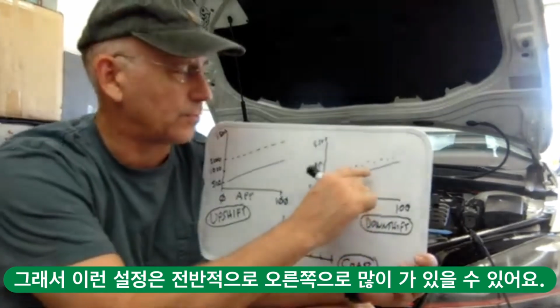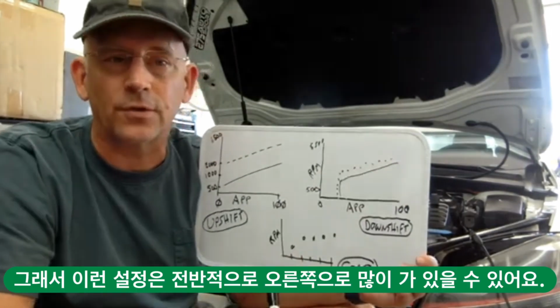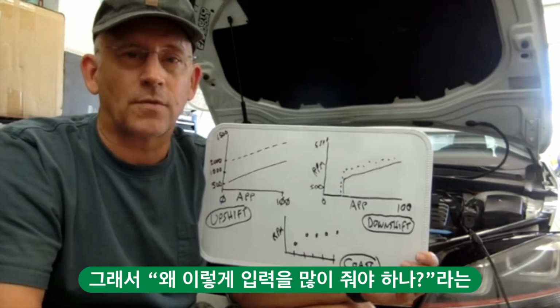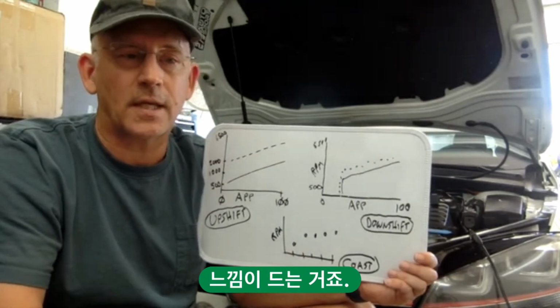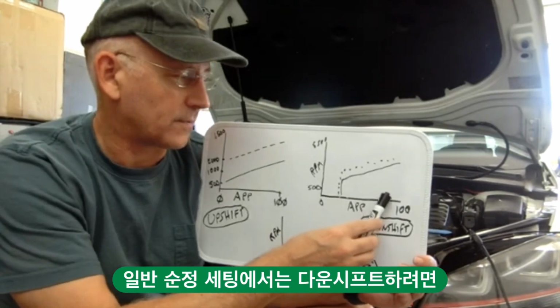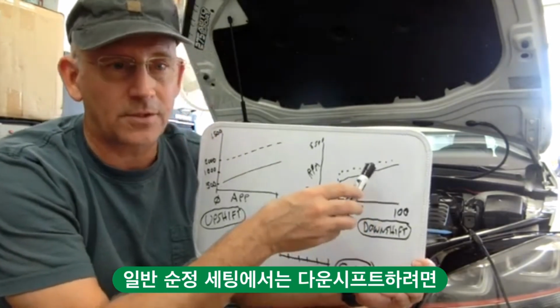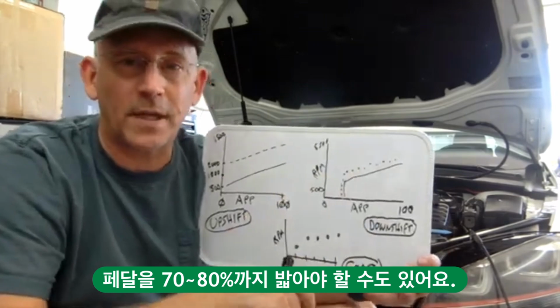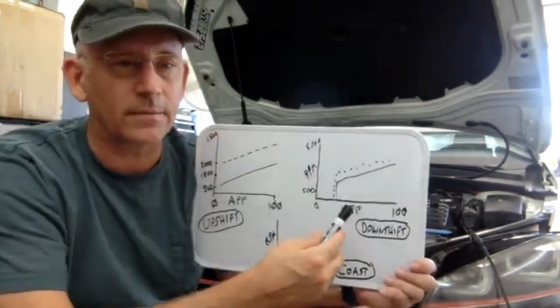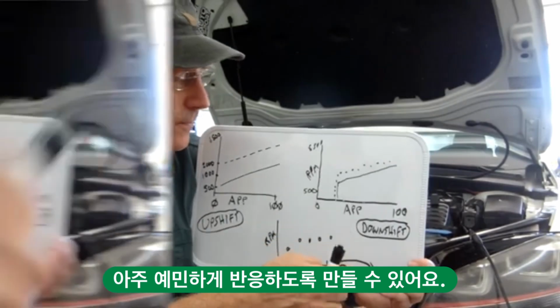And this whole line might be much further to the right. So that's what is driving that perception of it taking more input. I mean, because it literally is. And for stock, on some of these, you can get to 70-80% pedal being required. But a tuner can adjust that and make it very, very sensitive if they wanted.